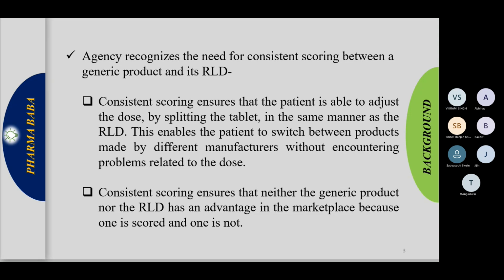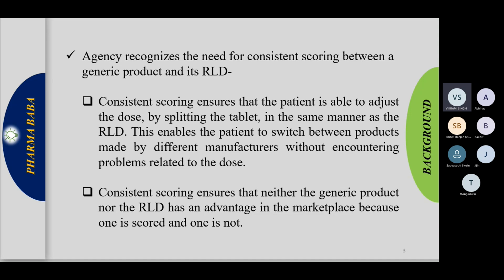So the generic product scoring should be in line with the RLD, so that after splitting the tablet, as the patient does with the RLD, he can split the generic also, and he can get the same therapeutic benefit that he is getting from the RLD product. He can switch between the RLD and generic without thinking of the break line. As he does for the RLD, he can do for the generic also. For that reason, to meet that requirement, the agency provided this guidance.